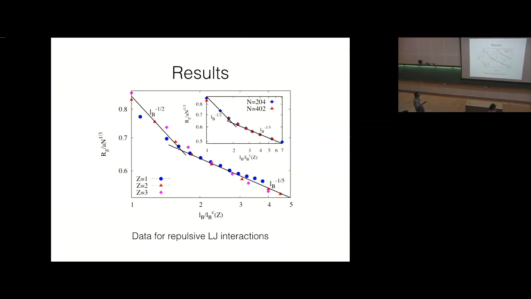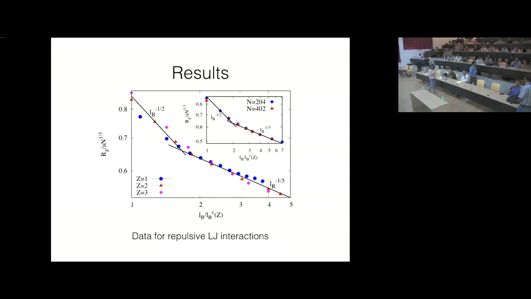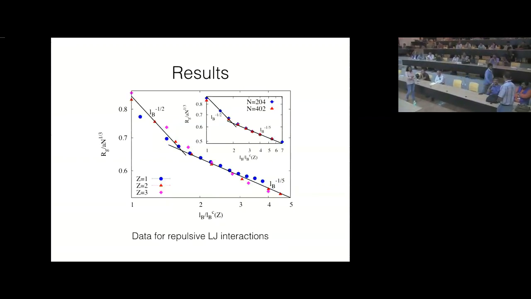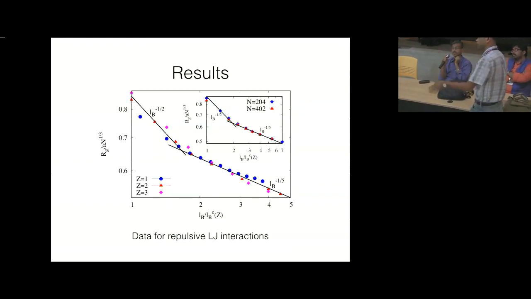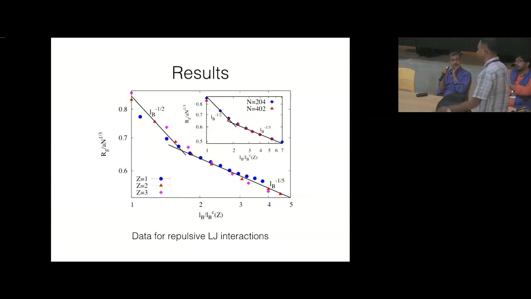So these are data for monovalent, divalent, trivalent. And the inset shows that it doesn't depend on the system size we use. It's known that for the Manning condition, multivalency also makes a difference, the counter-ion fluctuations. But here we find that all the curves lie on top of each other. This LB depends on the valency, but once you scale with that, they seem to be independent of valency.